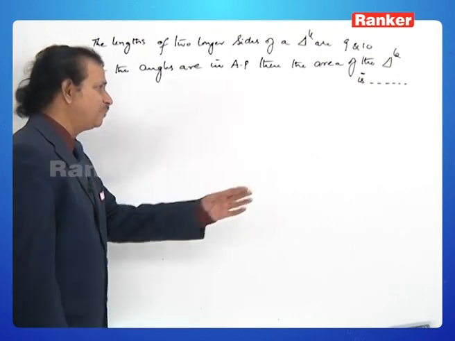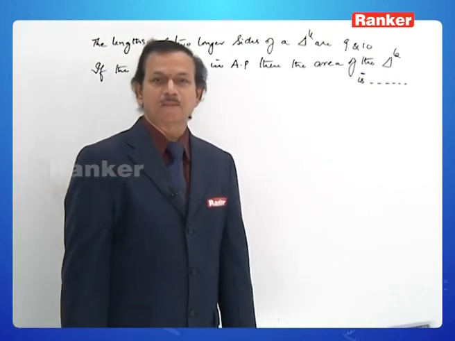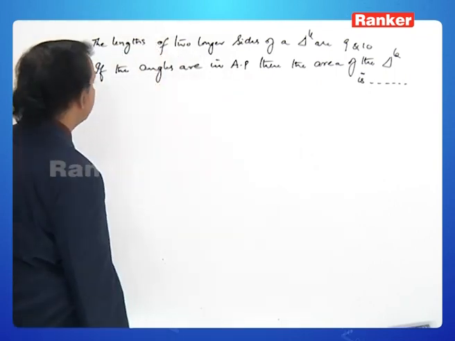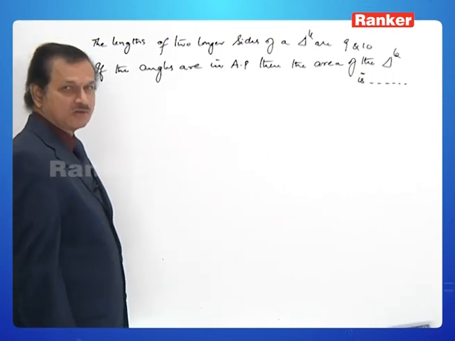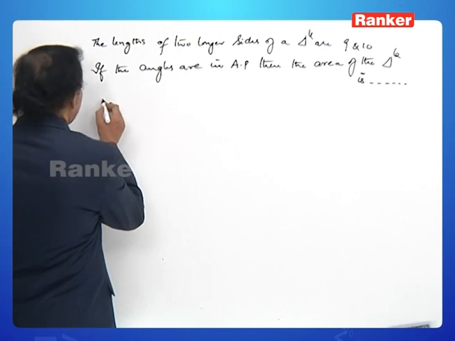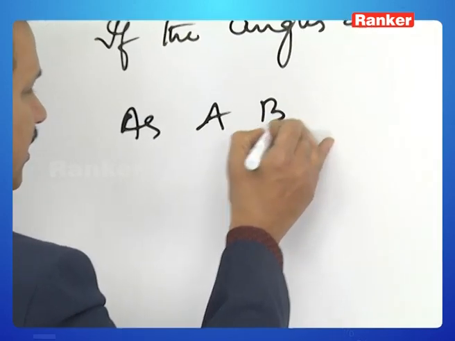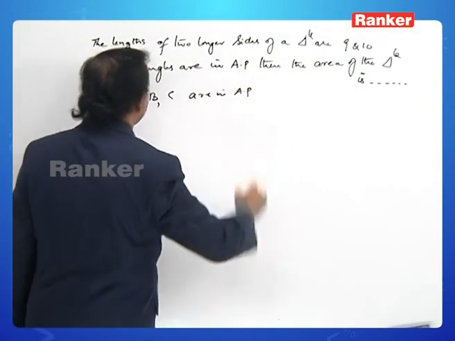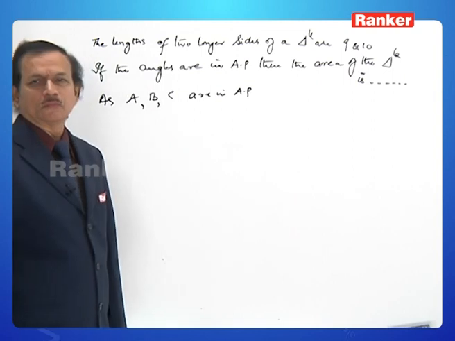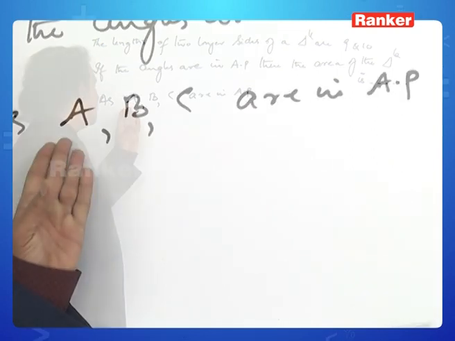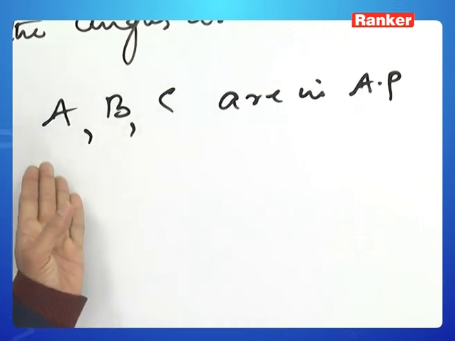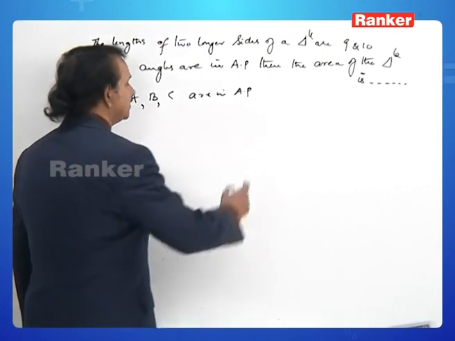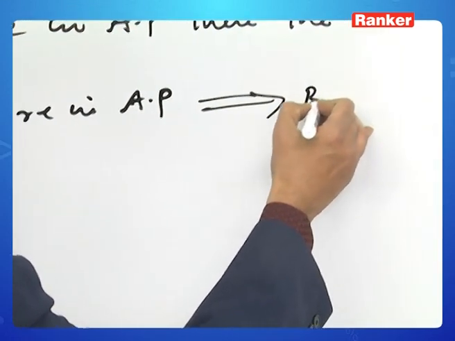The two longer sides of a triangle are 9 and 10 centimeters. If the angles are in AP, then the area of the triangle is. See, it has been given that angles are in AP. So, immediately, as A, B, C are in AP, we can take A as B minus D, C as B plus D. B minus D plus B plus B plus D is equal to 180. 3B is equal to 180. Then B is equal to 60 degrees. One angle is obtained.